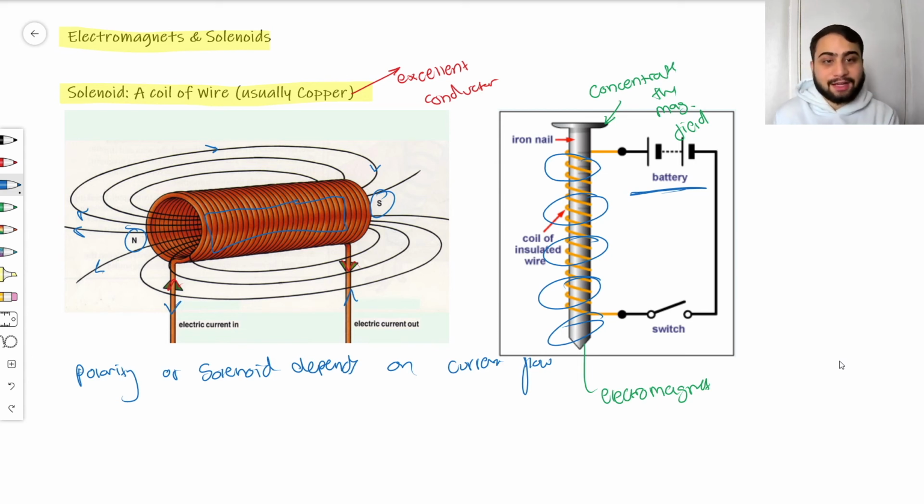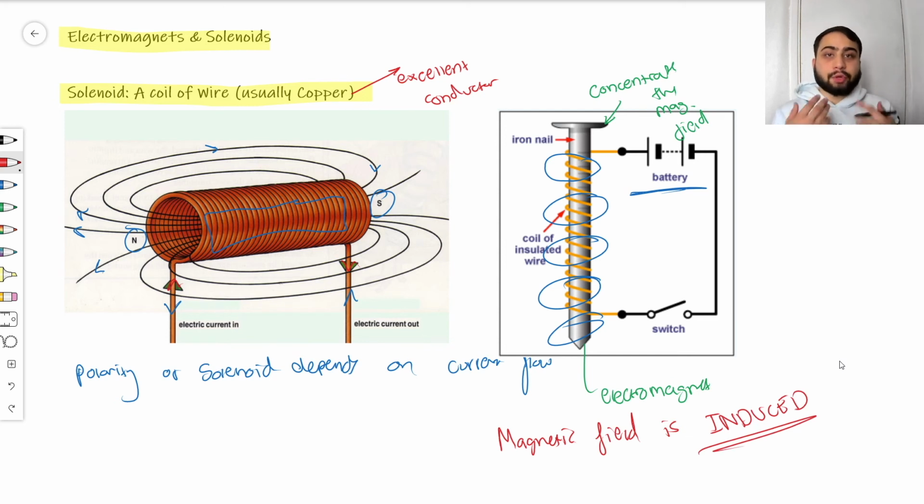That is a very important word. So, magnetic field is induced. To induce something means to bring into, right? Around the soft iron core, okay, as a result of current flowing through the wires.